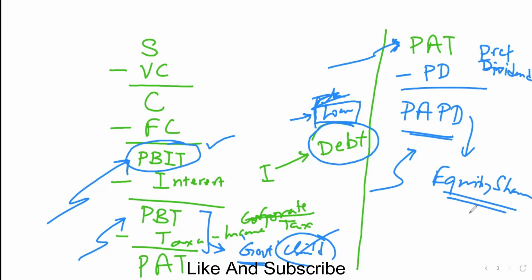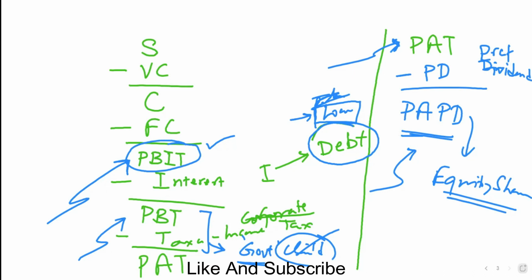इक्विटी शेयर होल्डर्स क्या देखना? आप कंपनी में इक्विटी शेयर होल्डर्स में पैसा लगाने का है तो you have to see what? PAPD, पापड़ी, profit after preference dividend. Are you understanding? Yes, sir. Right? So this is what they see. तो इन्हों क्या देखते? Yes, they see PBIT, debt वाले ये देखते. This is one understanding.